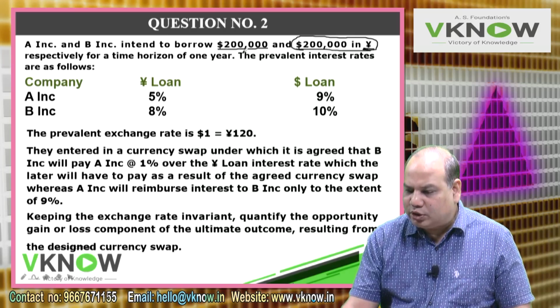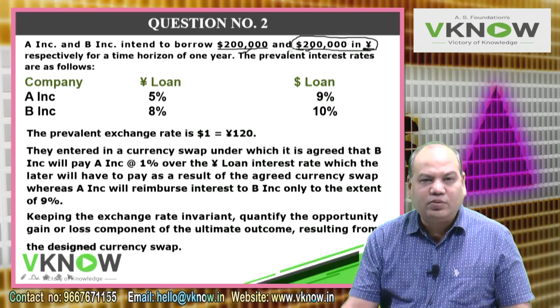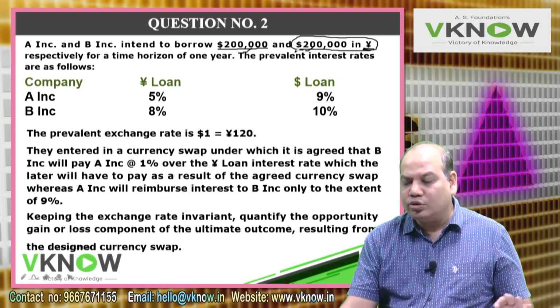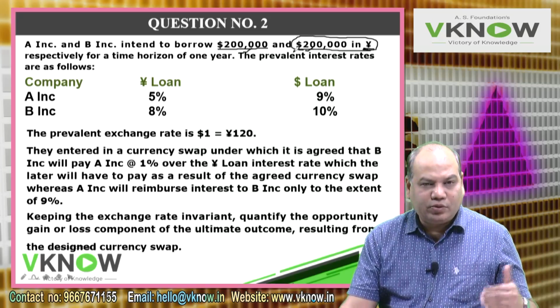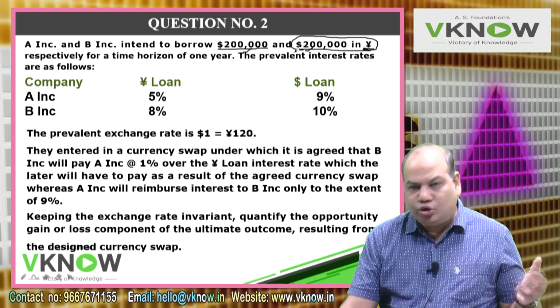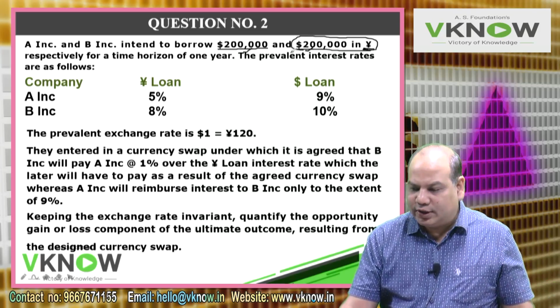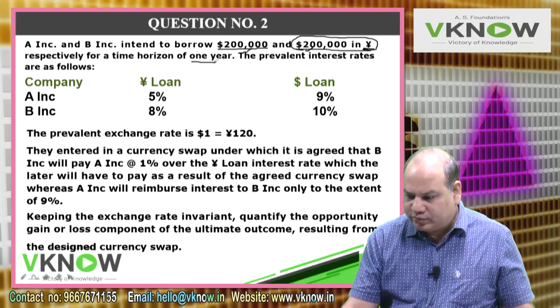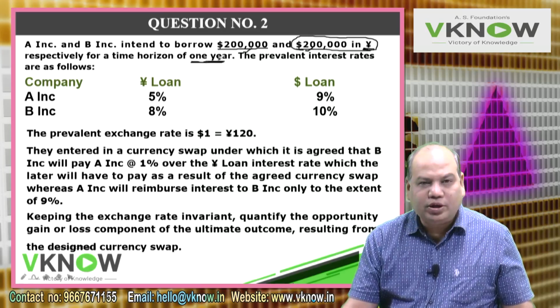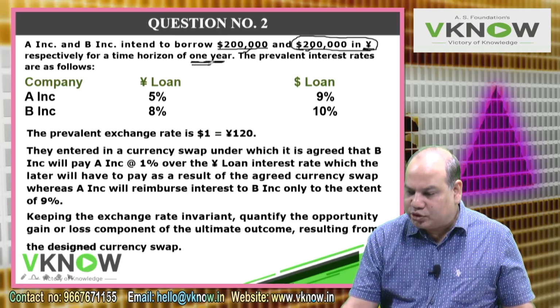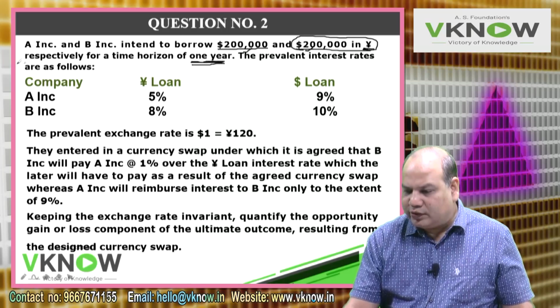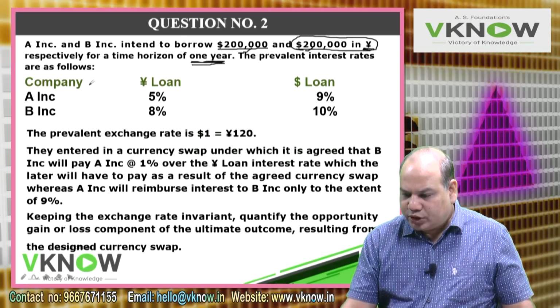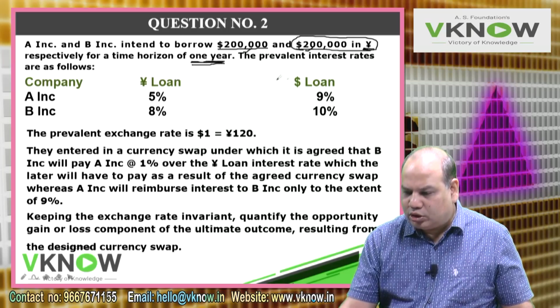So the amount is equal today. If I look at the current exchange rate, they want to borrow an equal amount. One party wants to borrow $2 lakh, the other party wants to borrow the equivalent of $2 lakh in yen, respectively, for a time horizon of 1 year. So this time we have to calculate interest only for 1 year. Previous question was 4 years. Be careful what they have given. The prevailing interest rates are as follows. Company, yen loan, dollar loan.